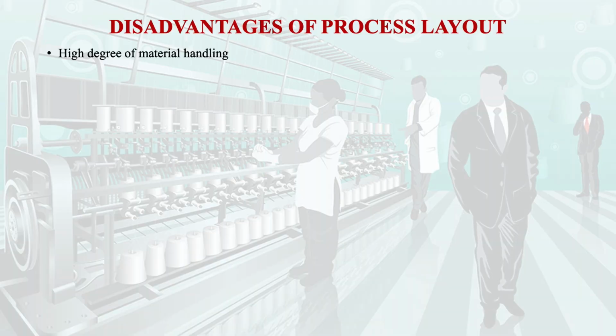There are certain disadvantages of each layout. There are limitations; in the case of process layout, there is a high degree of material handling. You are observing that the product or the job is going from the lathe machine cell to the milling machine cell, so there is a high degree of material movement. There is a large work in process inventory, because if one job is on the lathe machine and another job is coming, they have to wait for their turn.